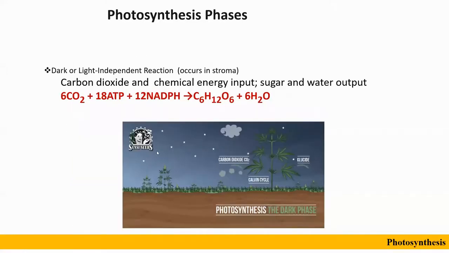So opposite to the light phase photosynthesis, we have the dark phase photosynthesis, which takes place in the dark, and it occurs in the stroma. It is also referred to as the Calvin cycle. Here, carbon dioxide and chemical energy are the inputs, and sugar with water are the output. So for the dark phase photosynthesis, the plant uses ATP and NADPH, which are generated in the light phase, to perform the photosynthesis to produce these outputs.